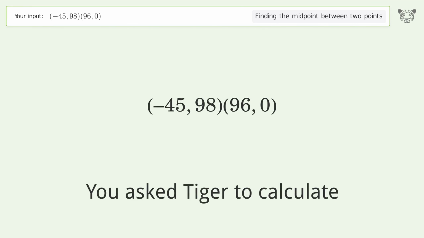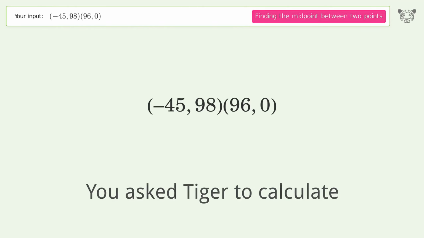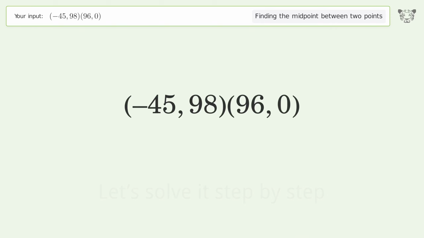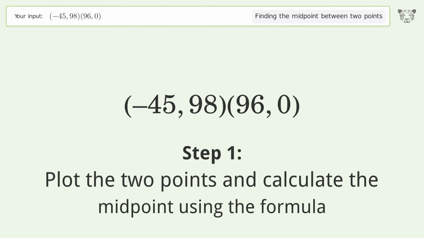You ask Tiger to calculate. This deals with finding the midpoint between 2 points. The midpoint between the 2 points is 25.549. Let's solve it step by step. Plot the 2 points and calculate the midpoint using the formula.